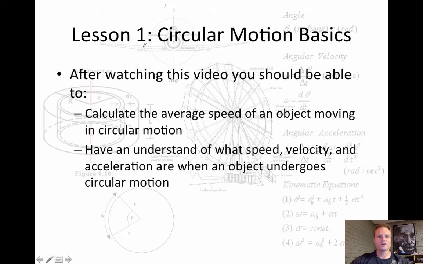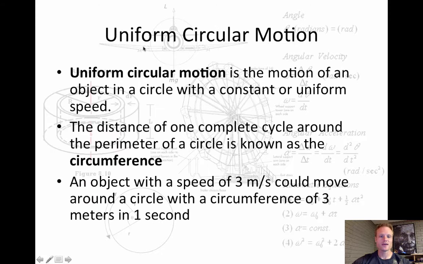In today's video, we're going to be talking about circular motion. After watching this video, you should be able to calculate the average speed of an object moving in circular motion, and then have just a general understanding of what speed, velocity, and acceleration are talking about for an object that is undergoing circular motion. So let's get right to it.